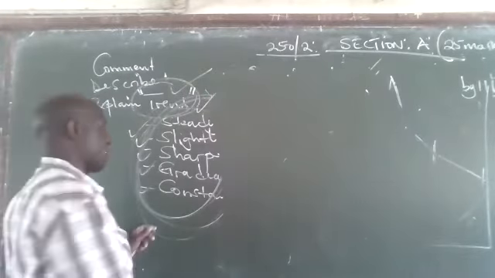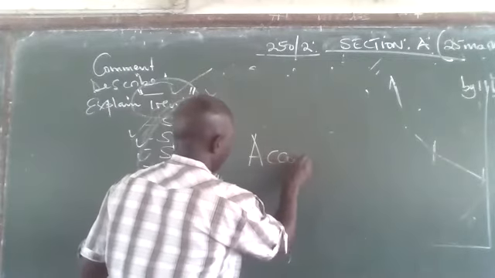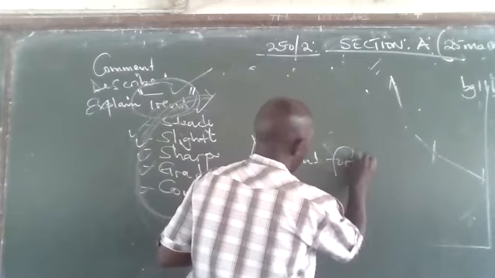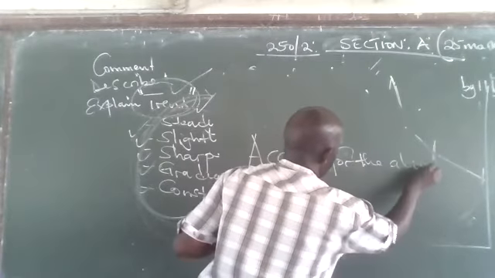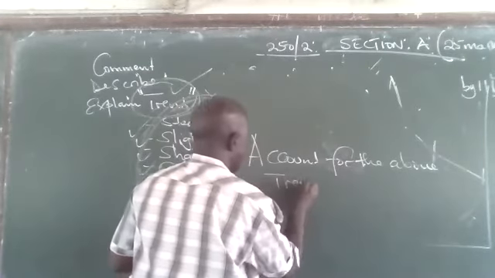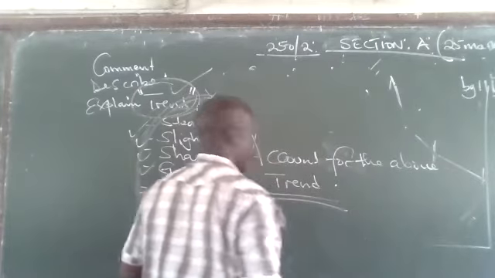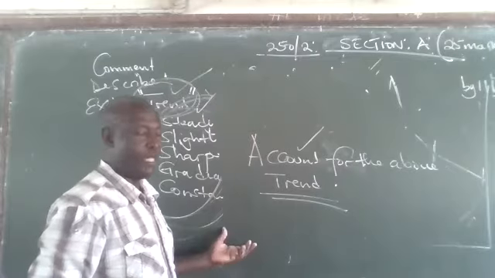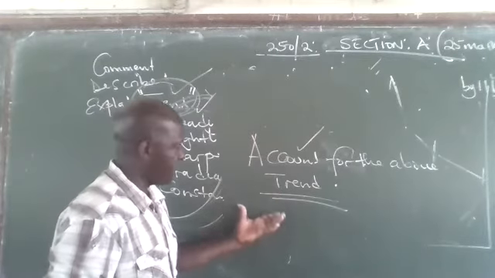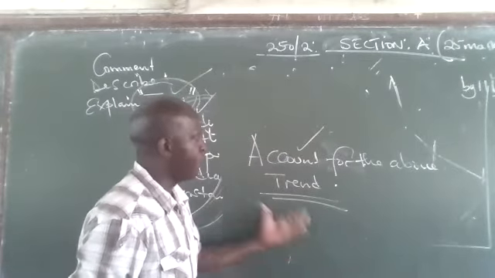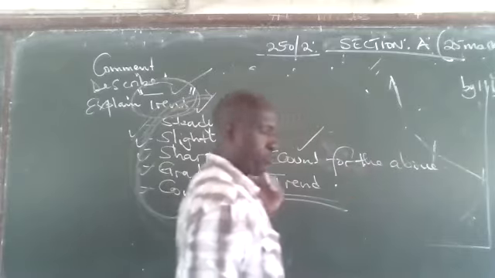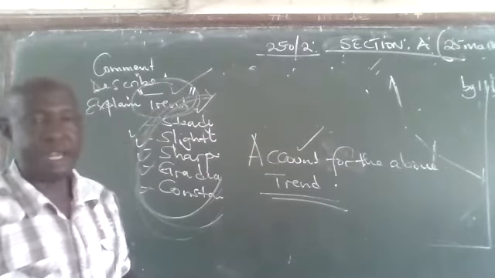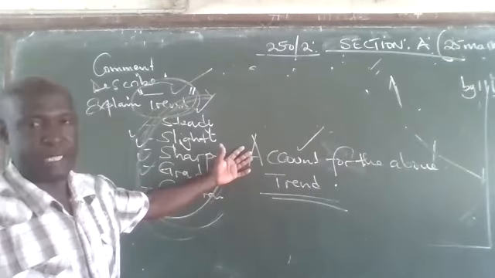The other ones, they can ask you to account for the above trend. So we all know, having done the description of the trend, they are now saying account for. That means give reasons for. And geographically, we have our reasons in terms of the physical and the human. Therefore, account for the above trend means give factors or give conditions, both physical and human, that have led to the above trend.